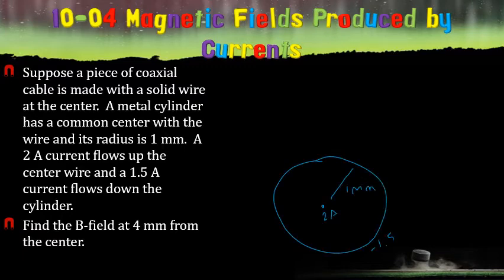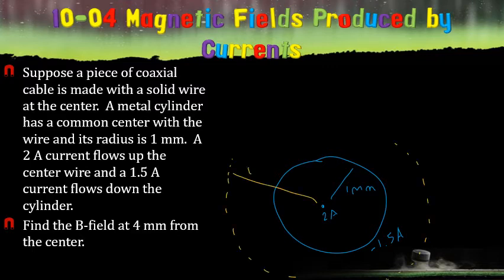All right, so that's my coaxial cable. The dot in the center is the center wire, and then the circle around it is my cylinder. The current is flowing up the center wire, so I have it coming out of the screen, positive 2 amps, and the current on the cylinder is going down into the screen. I have a negative 1.5 amps there.